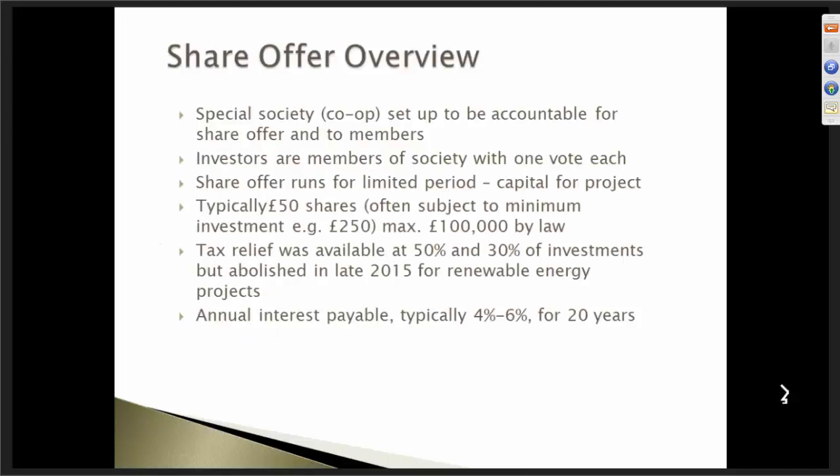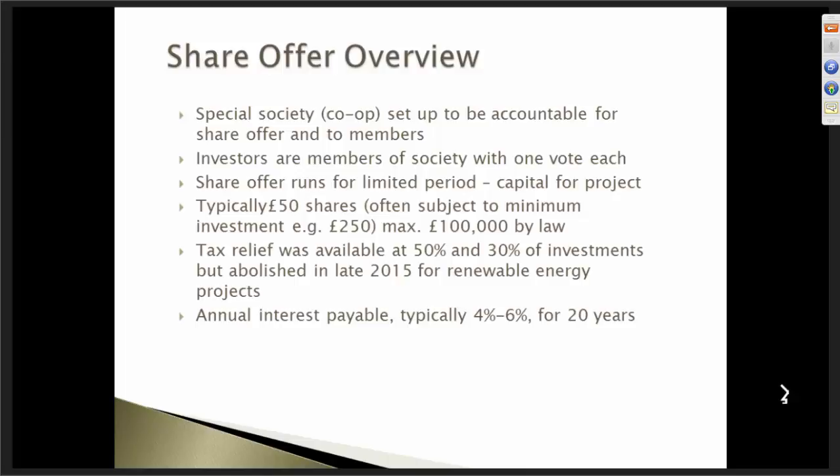So this is just a little share offer overview for us. Kelly's explained the various legal forms and governance structures. So we can just have a quick look at this, and I guess we can see if we met the key pillars of a successful share offer.